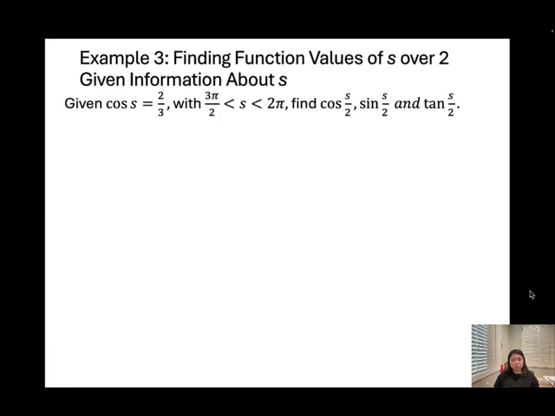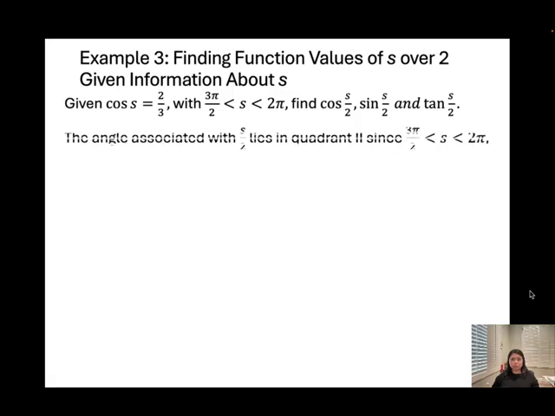Example 3. Given cosine s equal to 2 over 3, and s is between 3 pi over 2 and 2 pi, find cosine s over 2, sine s over 2, and tangent s over 2. Since the angle s is between 3 pi over 2 and 2 pi, if we want to find s over 2, we're going to divide it by 2 here. So you're going to know the angle for the cosine, sine, and tangent will be between 3 pi over 4 and pi, which is going to be quadrant 2.